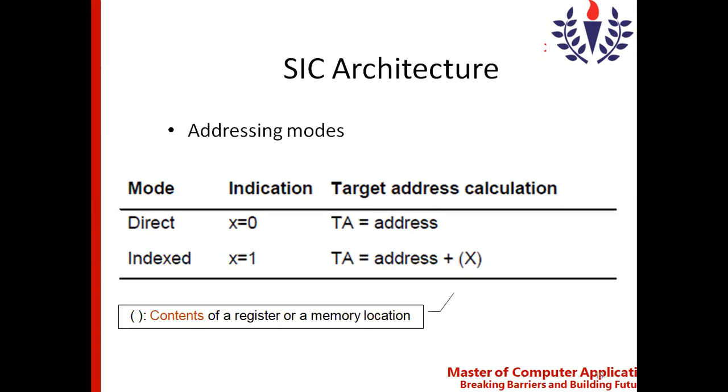If the X value is 1, the type of addressing is called indexed addressing. If X is 0, the type of addressing is called direct addressing. So there are two types of addressing modes we have in SIC: one is direct, and the other one is indexed addressing.